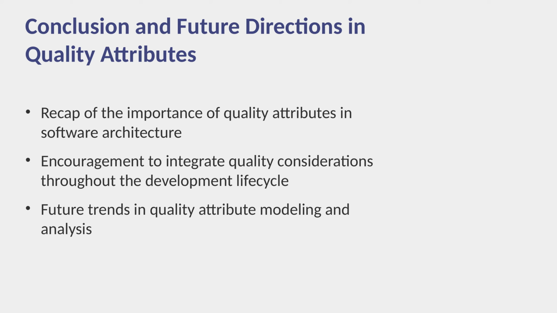In conclusion, quality attributes are foundational to the success of any software system. They encompass various aspects, including functionality, interoperability, security, and usability, and must be integrated throughout the development lifecycle. As we look to the future, emerging trends in quality attribute modeling, including machine learning and automated analysis tools, promise to enhance our understanding and management of these attributes.